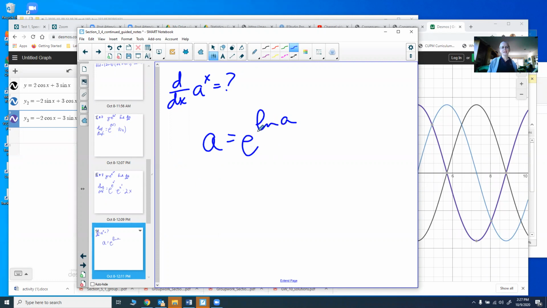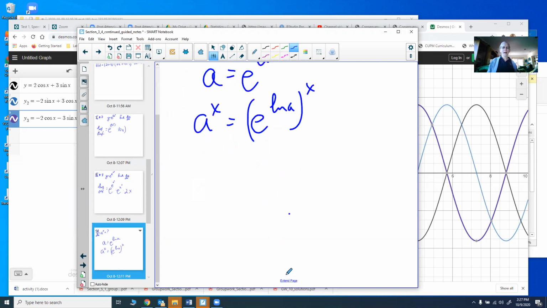And we know that because e and natural log have the same base, and so when we're composing them, e to the log base e of a is just going to be a. A to the x, therefore, would be e to the natural log of a to the x, like this. And again, remember what that means is we multiply these exponents. So what we have is that this is e to the x times natural log of a.